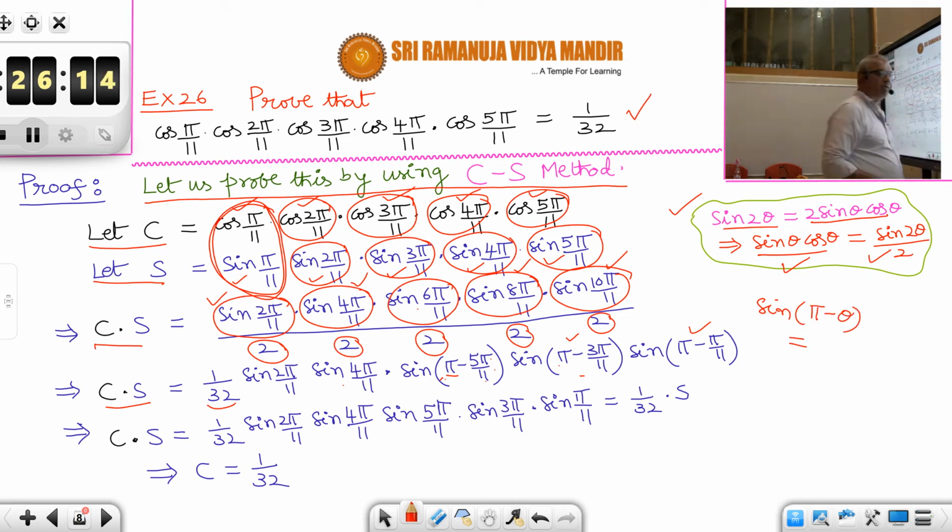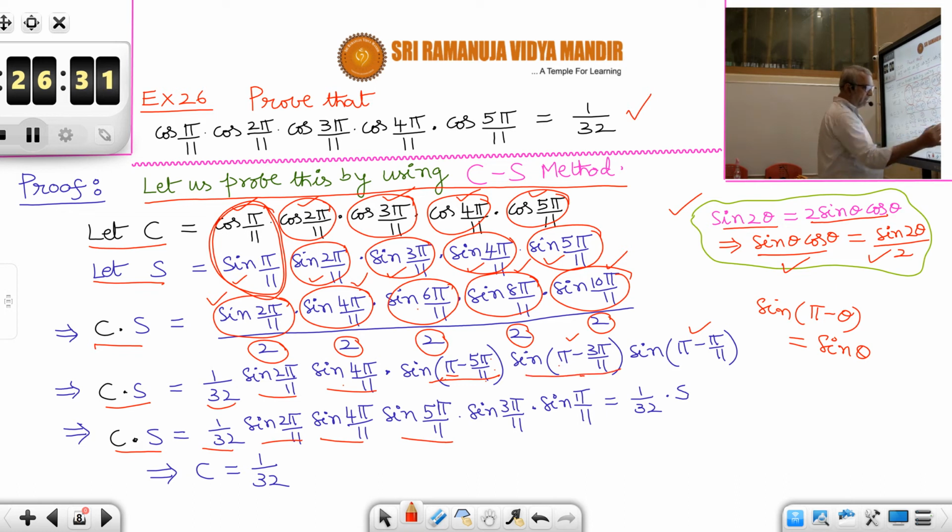Sin 180 minus theta is sin theta only. So in the next step it becomes C into S is equal to 1 by 32 into sin 2 pi by 11, sin 4 pi by 11 as it is. But sin pi minus 5 pi by 11 is sin 5 pi by 11. Sin pi minus 3 pi by 11 is sin 3 pi by 11. Last factor, sin pi minus pi by 11 is sin pi by 11.